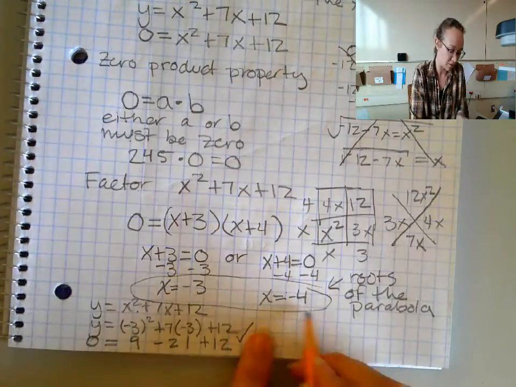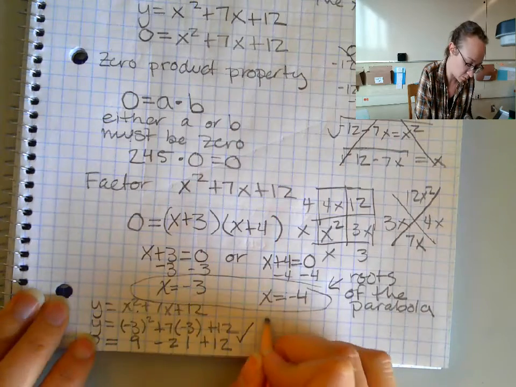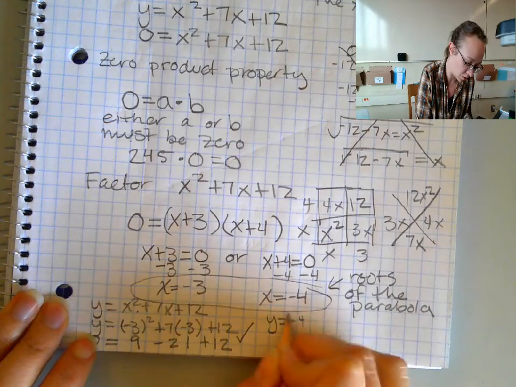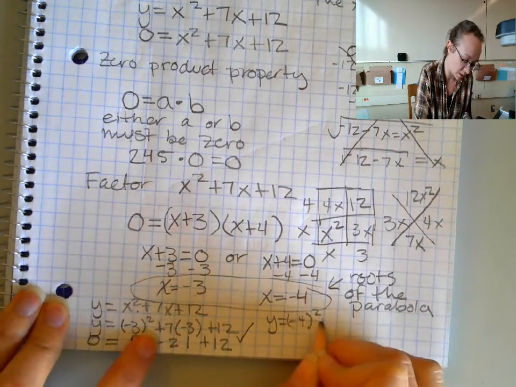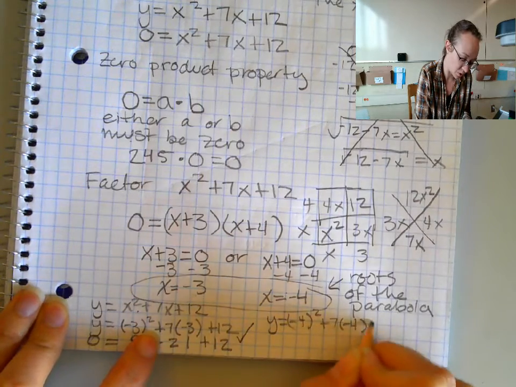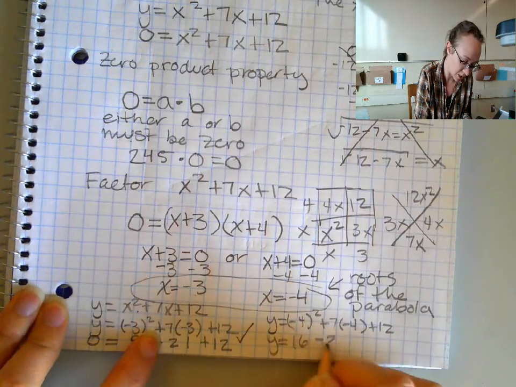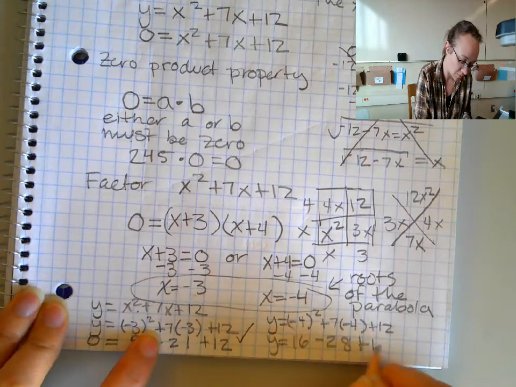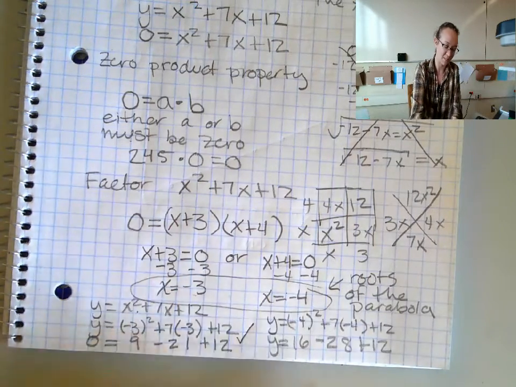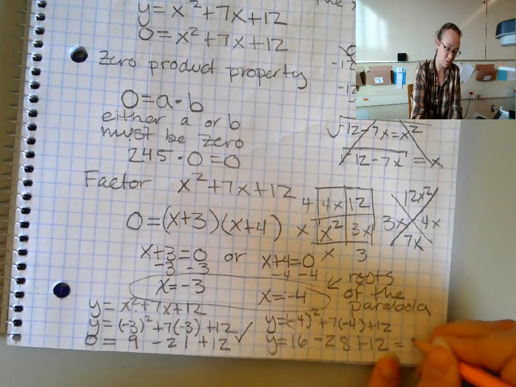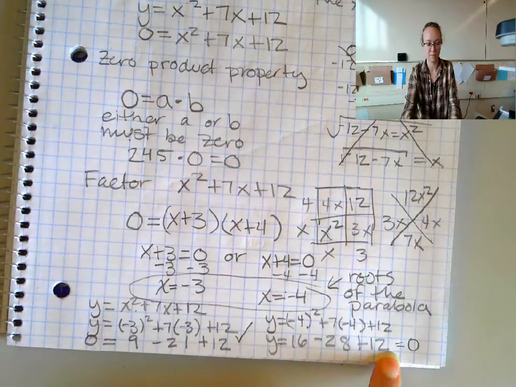If I plug in negative 4, it's the same idea. y equals negative 4 squared plus 7 times negative 4 plus 12. 16 minus 28 plus 12. And yes, that does equal 0. So they both work.